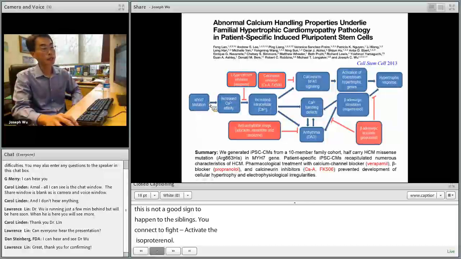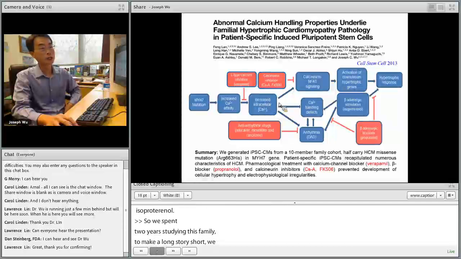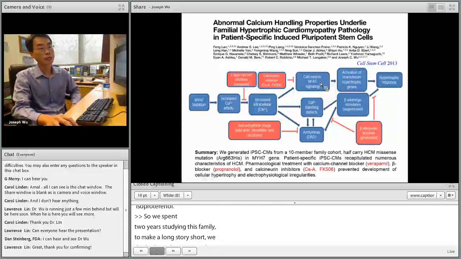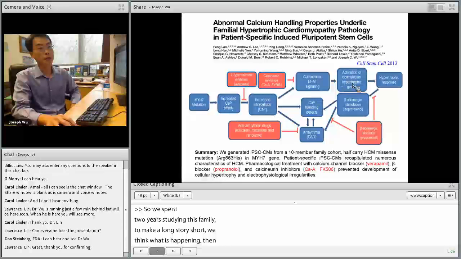To make a very long story short, what we think is happening is that the myosin heavy chain 7 mutation causes an increase in cellular calcium, leads to activation of the NFAT signaling pathway, and leads to a hypertrophic gene response. Calcium handling defects lead to arrhythmia, and you can exacerbate the arrhythmia and hypertrophy by giving them isoproterenol. You can block it by giving them a beta blocker, for example, propranolol. You can also block the arrhythmia by giving these cells lidocaine, mexiletine, ranolazine. And you can block the initial step by giving them verapamil.